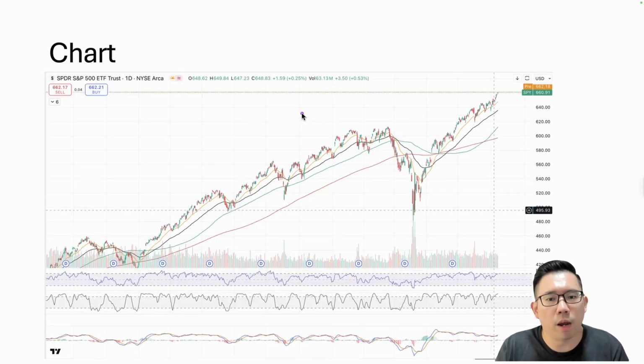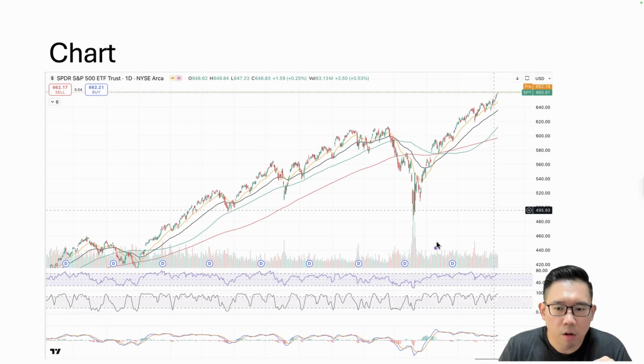Okay, so let's take a look at the chart. What is really happening in the market? From the chart that we are seeing right now, definitely you can identify that this is a very bullish market. We are going on the higher high all the way until now, where we are at the all-time high.